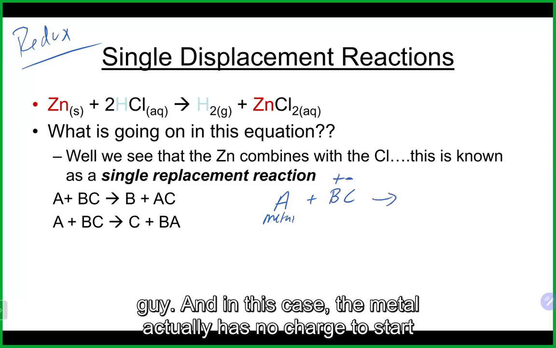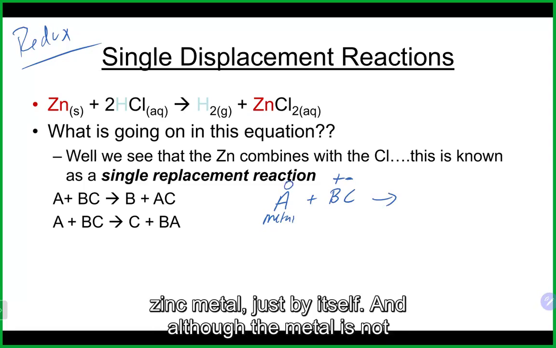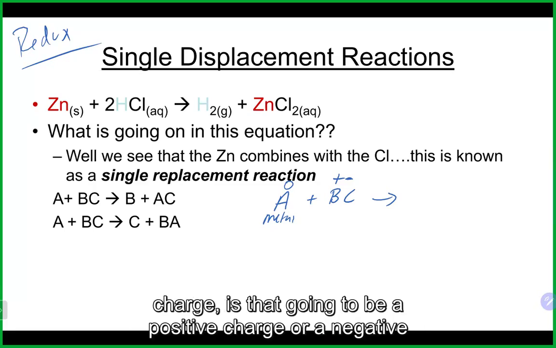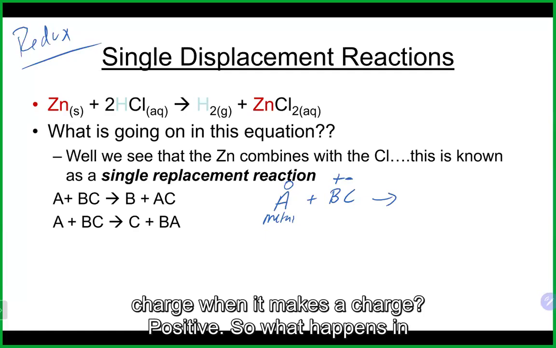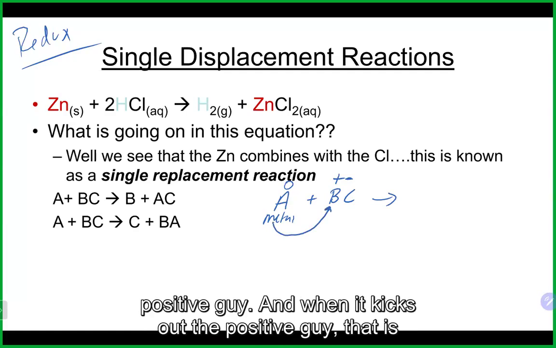And in this case, the metal actually has no charge to start with because it's all by itself, like a piece of zinc metal just by itself. And although the metal is not starting with a charge, we do know that when a metal makes a charge, is that going to be a positive charge or a negative charge? Positive.